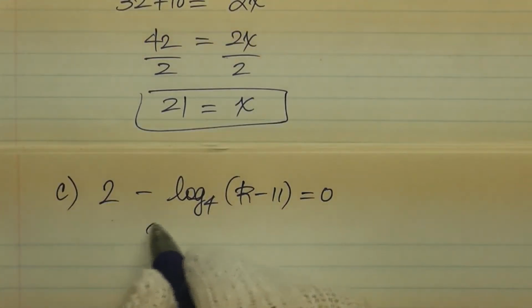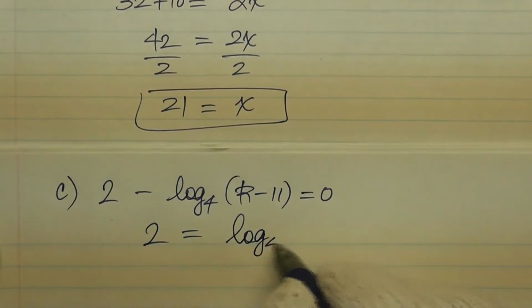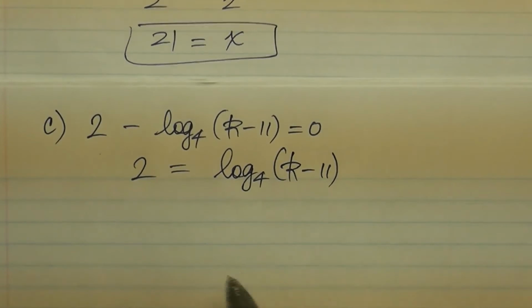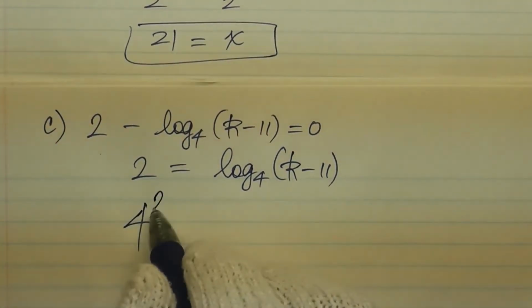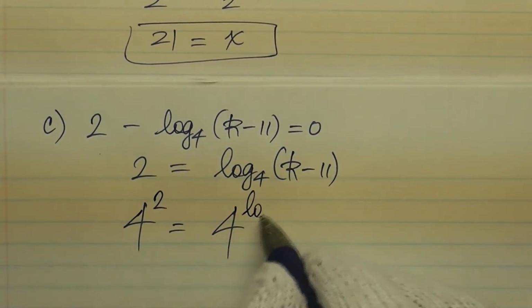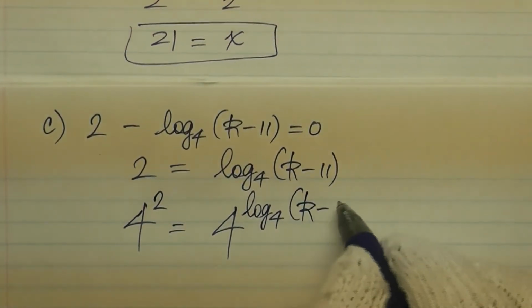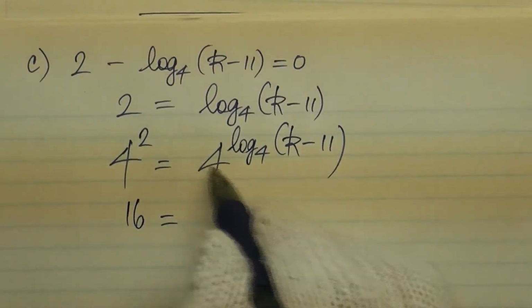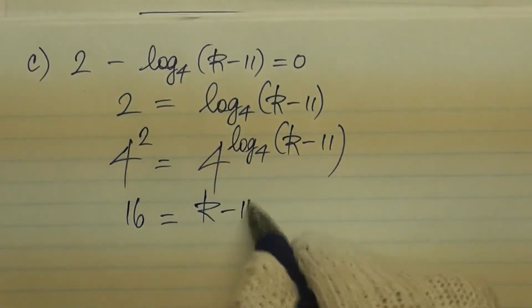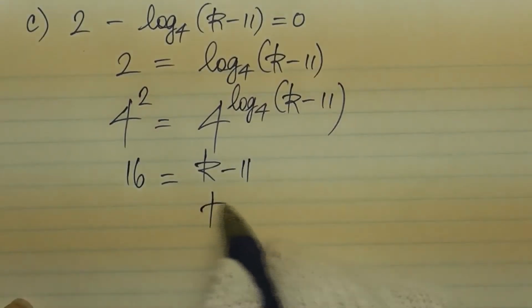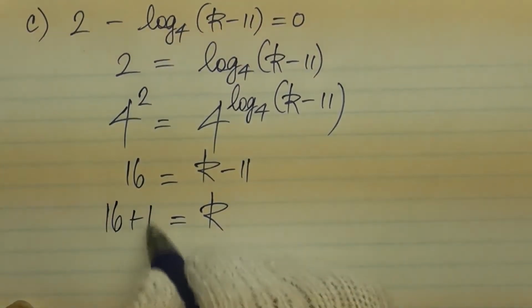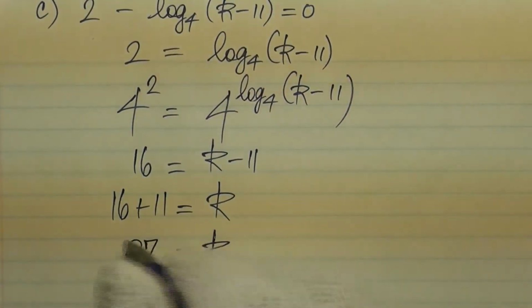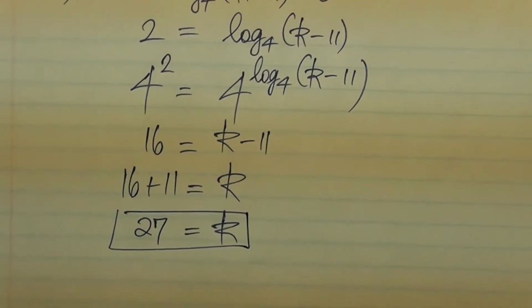So if I move the log to the other side, and if I raise both sides to base 4, four squared is 16. 4 to the log 4 of k minus 11 is k minus 11. So k is equal to 16 plus 11. K is 27.